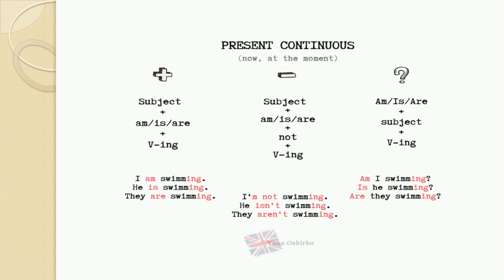The question sentence is made with the help of the auxiliary verb. The auxiliary verb is the verb to be in a given situation: am, is, or are. It will be at the initial part of the sentence. For example, am I swimming? Is he swimming? And are they swimming?